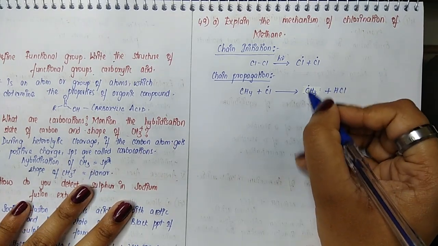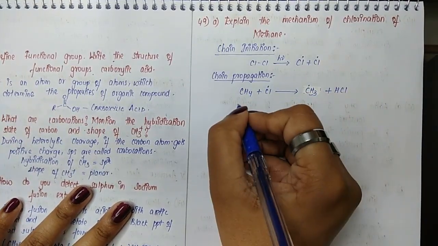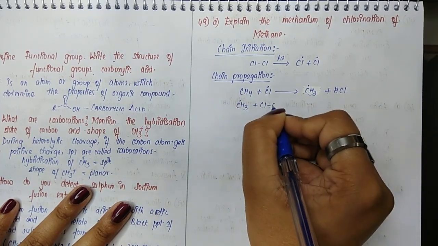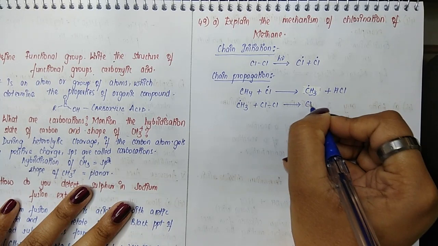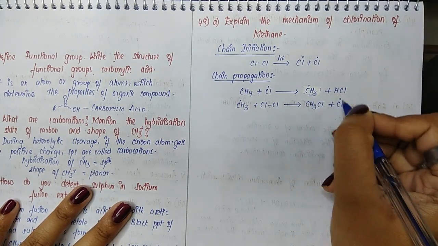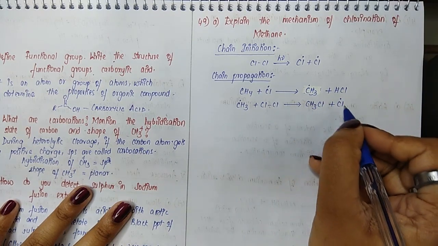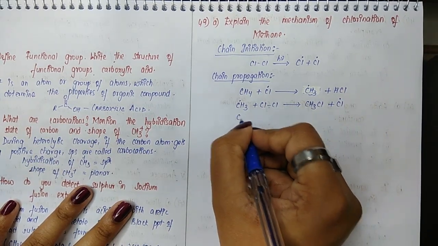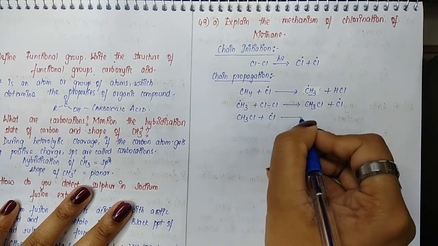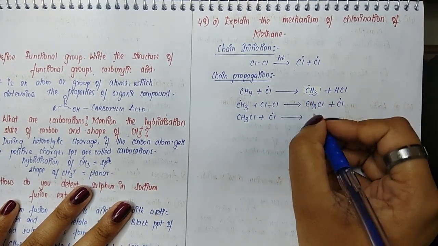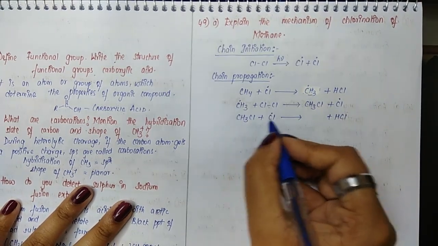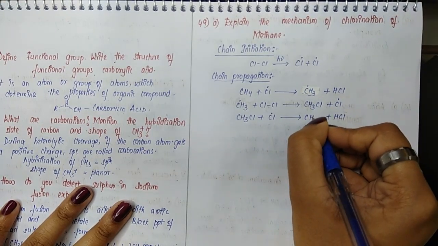Now this CH3 dot will react with more of Cl2 to form CH3Cl plus Cl dot. The process will keep repeating again. Now this Cl dot will react with the CH3Cl. And same way you will get the products here. You will get HCl out. So 1 hydrogen and 1 chlorine.